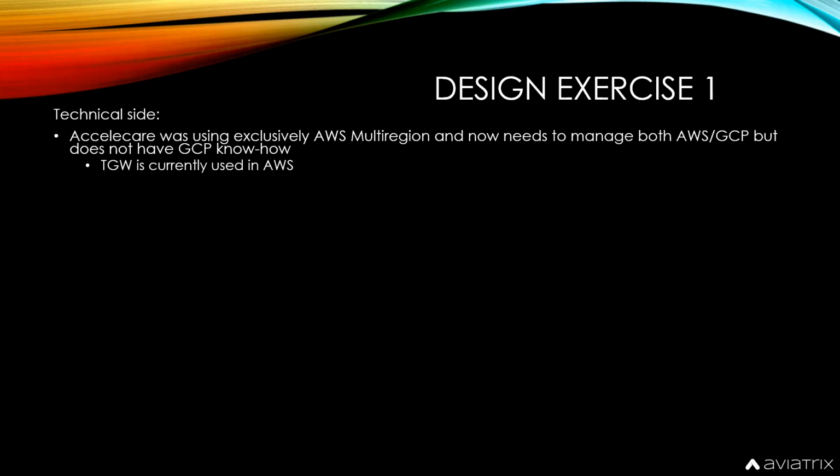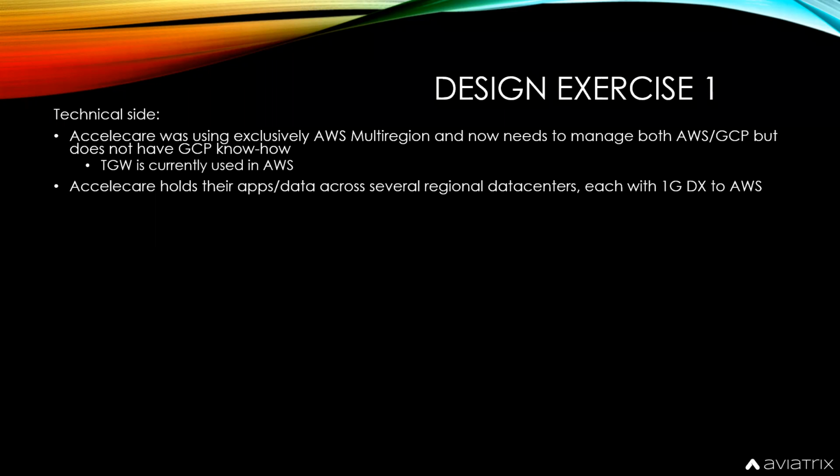Today, Excelicare is using AWS as their main CSP, in a multi-region fashion, like US East and US West. Their plan is to go into GCP with their application, and they're moving to GCP because of the translation and analytics services. Currently, though, they have TGW in AWS.